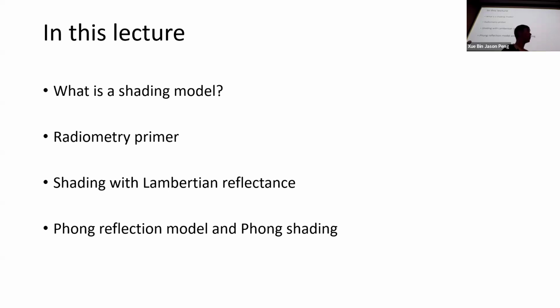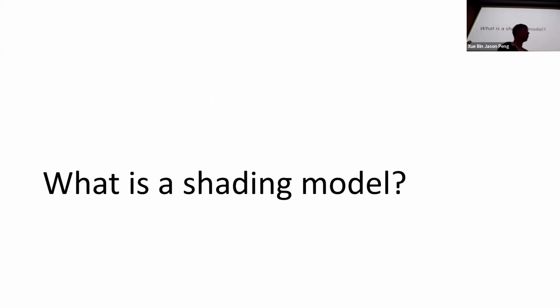So in this lecture, we're going to introduce shading models as a way of simulating light to determine what color we should ultimately assign a particular pixel in our image. And then we're going to go through some examples of different shading models that we can use to approximate how light interacts with different types of surfaces. So to start, let's take a look at what a shading model is.